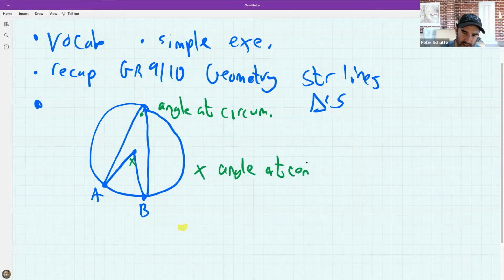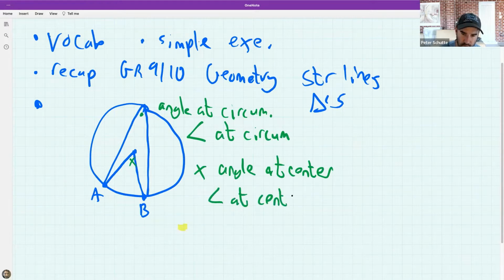And look at me writing out the word angle. Who does that? In mathematics, we have a special symbol for angle. Can anybody tell me what the relationship is between the angle at the center and the angle in the circumference? I'd love to see what you can remember. It's half. Okay, so the angle at the circumference is half the angle at the center. So an example would be if this was 60, that would have to be 30.